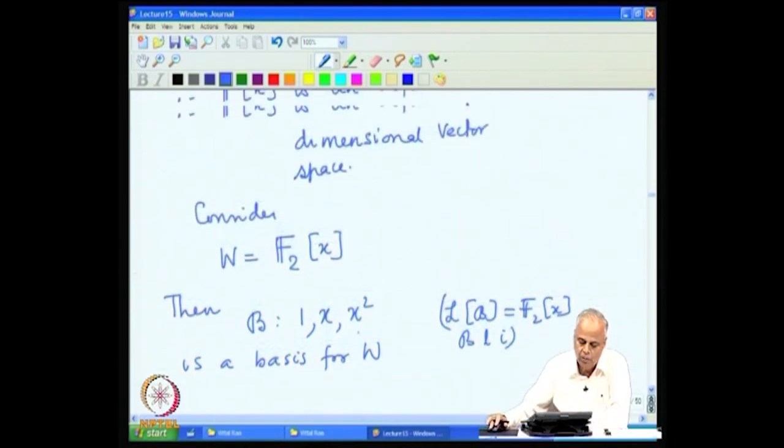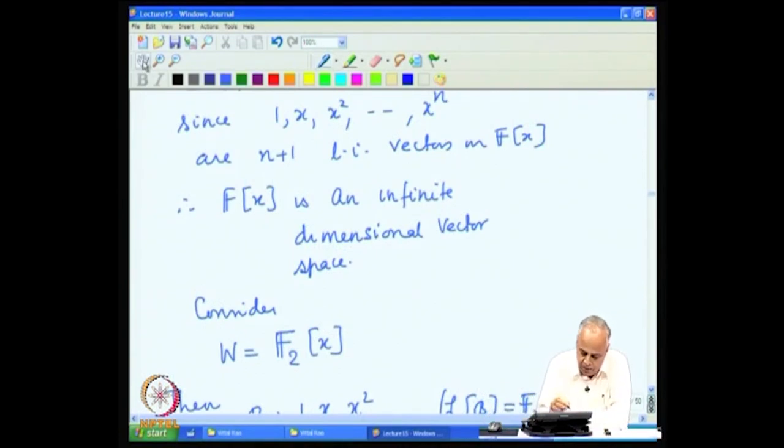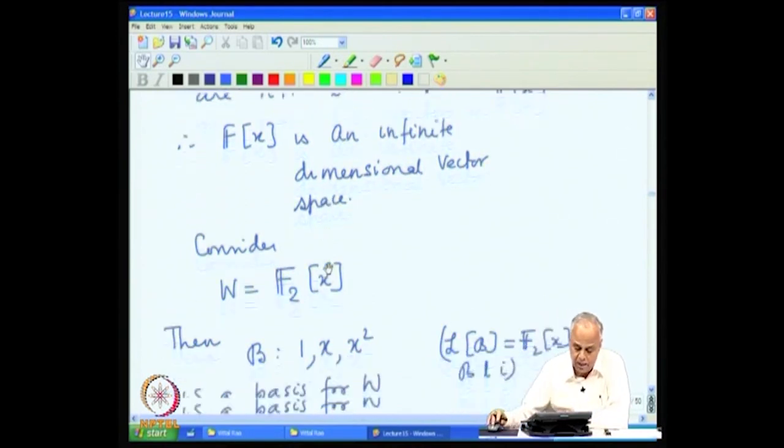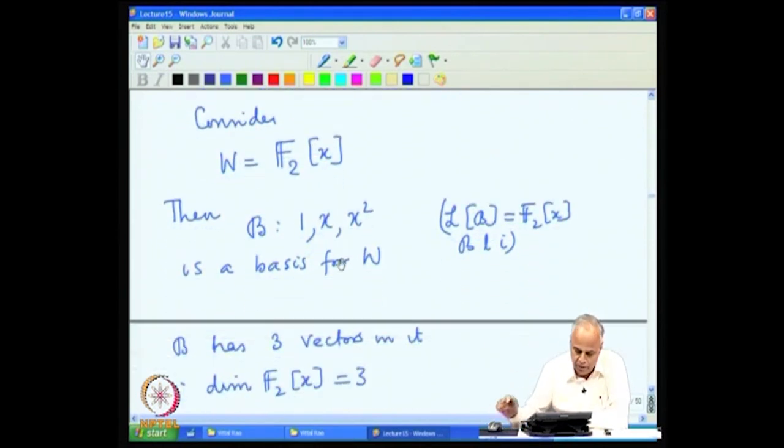Note, therefore, the dimension of this subspace F2[x] is 3. So, we have an infinite dimensional space, namely F[x], the infinite dimensional space of polynomials over F, and inside that space is sitting this finite dimensional subspace F2[x] of polynomials of degree less than or equal to 2.